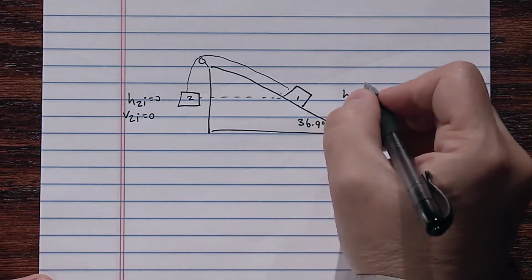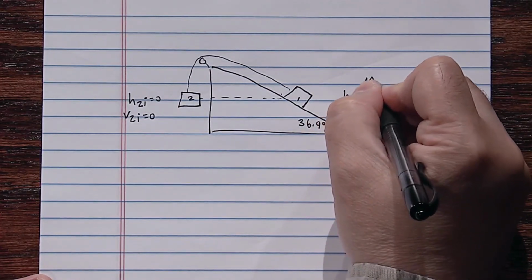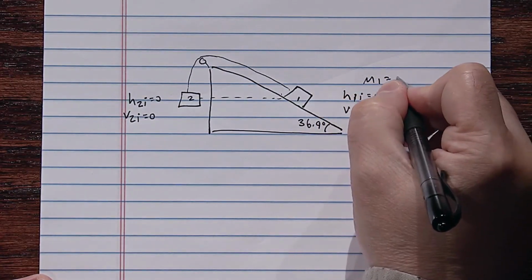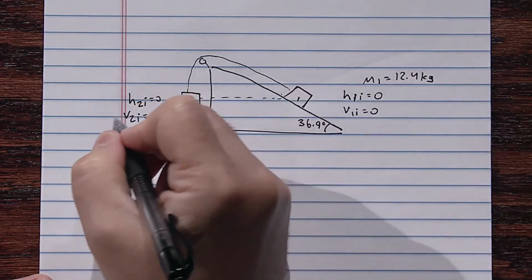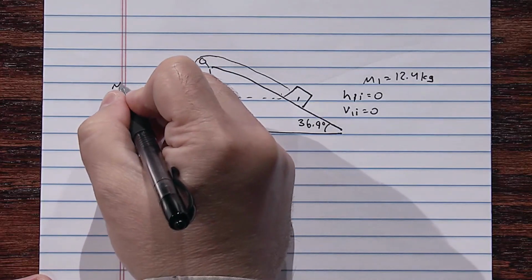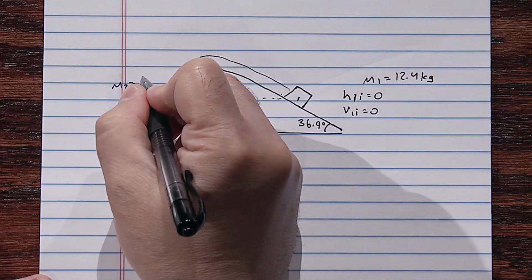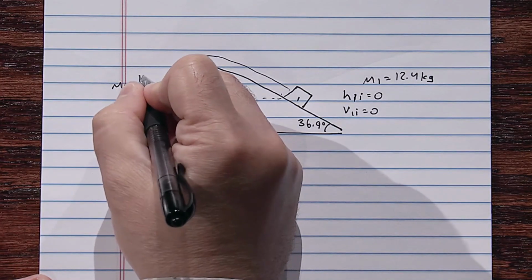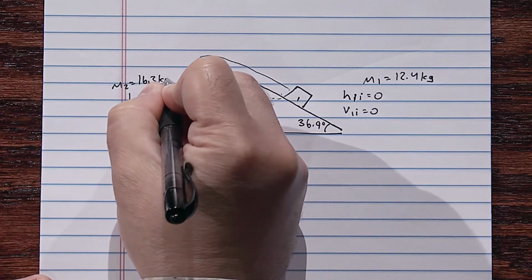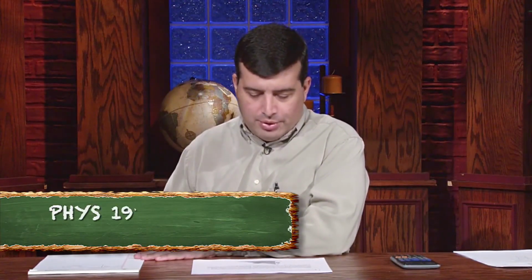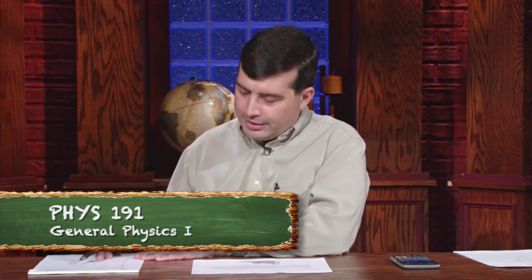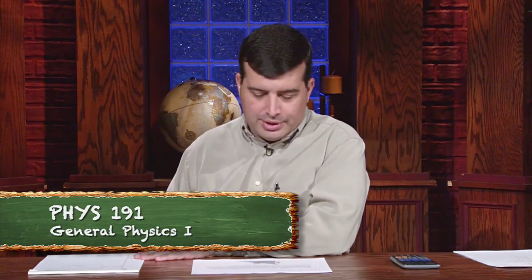And the mass 1 is 12.4 kilograms. Mass 2 is 16.3 kilograms. And let's see, crate of mass M1. The rope passes over an ideal pulley. The plane is angled at 36.9 degrees.